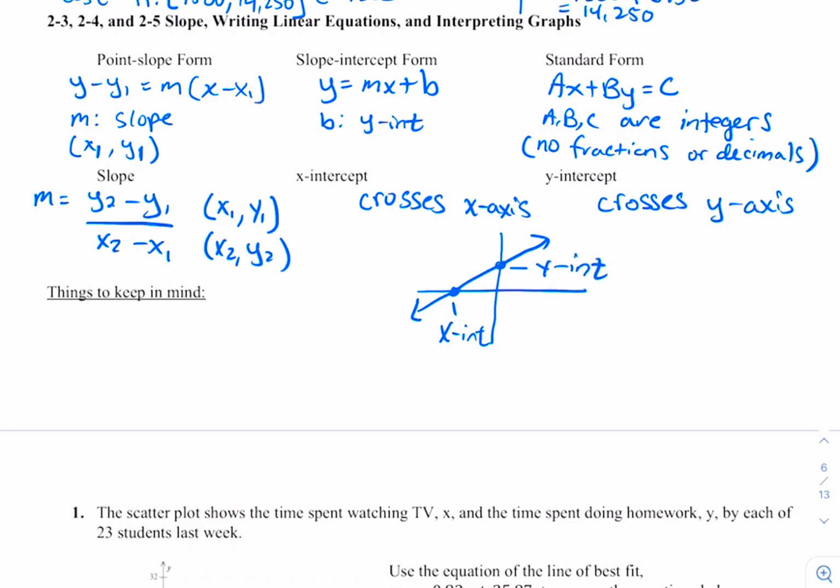Okay. And really, our x-intercept can be anywhere on this line. So no matter where we are at on this line, our y value is always 0. And then we will have some number in our x position. And then same idea for this one. So on the y-axis, no matter where we are at on this, our x value is always 0. And then we will have wherever it's crossing as our number in the y position.